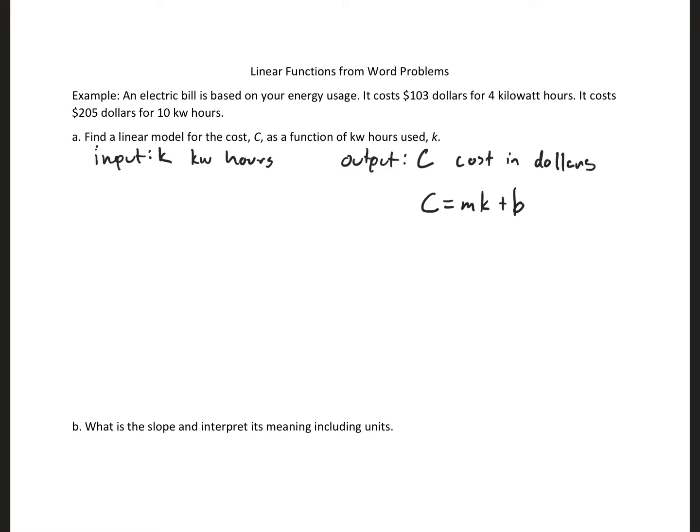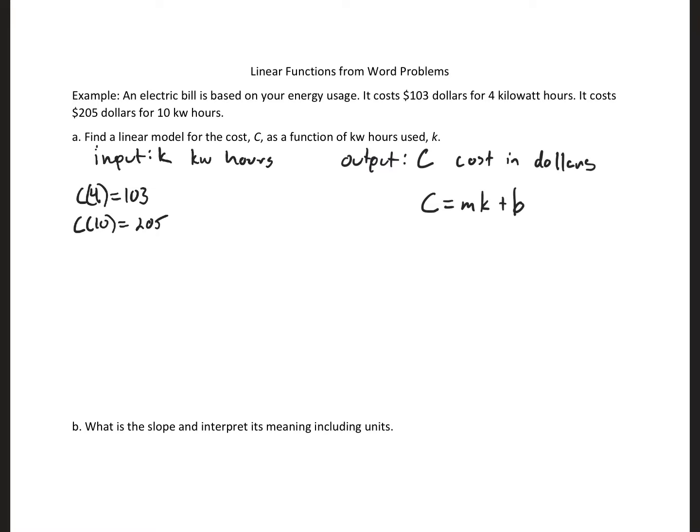So in this case, we have the points c of 4 equals 103. When we input 4, we get an output of 103. And we also have the point c of 10 equals 205. When we input 10 kilowatt hours, we get an output of $205. Once we identify the input and output variables in 2 points, the process is the same as when we were using just that original function notation in the previous video.